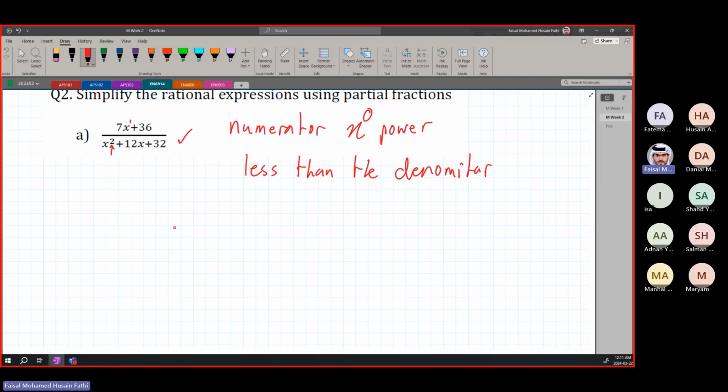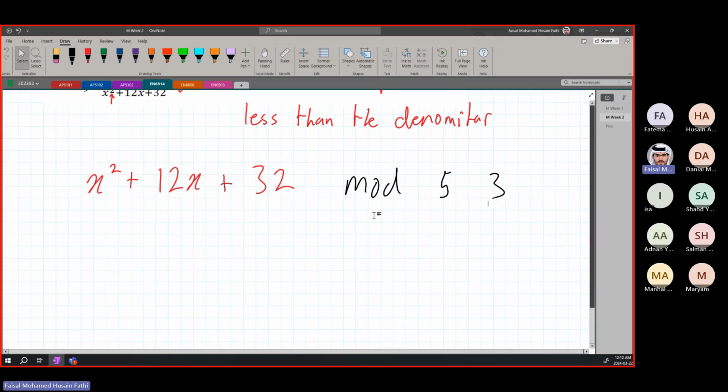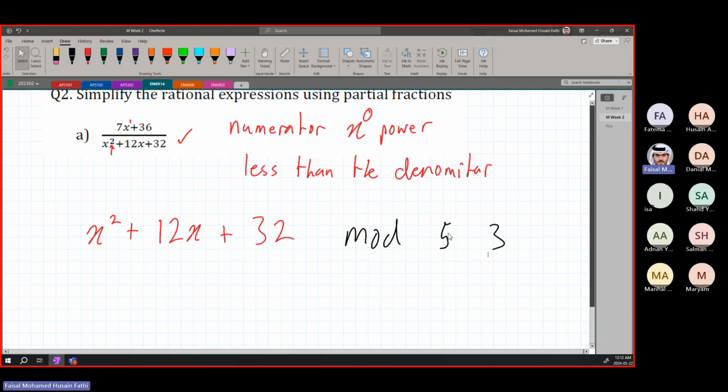We look at the denominator. So let's just look at the denominator, x squared plus 12x plus 32. All right? First, we need to know if we can factorize this or not. The best way to do it, or the fastest way to do it, is by using mod 5, 3. Okay? Best way to do it is mod 5, 3.